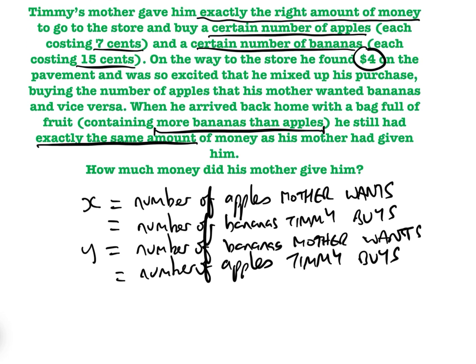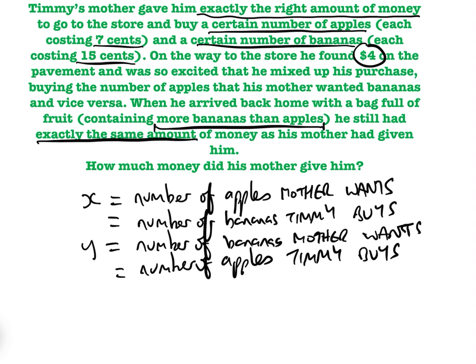So we can now get two equations. Let's call the amount of money that the mother gives Timmy m. So m equals, well, she gave him enough to buy x apples, which is 7 cents each, and enough to buy y bananas, which each cost 15 cents. So that's how much money she gave him.